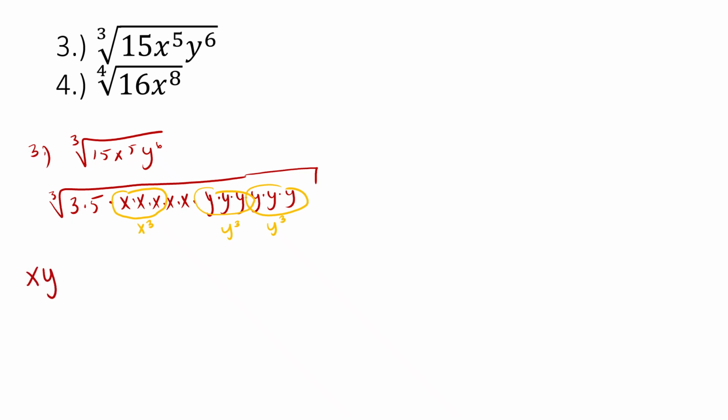I've got a y, I have another y, and then underneath my cube root, we can put this back together again. I have 3 times 5, which is 15, and x times x, which is x squared. And of course, on the outside, that'll be xy squared. And then the cube root of 15x squared. So there we go. Ta-da.